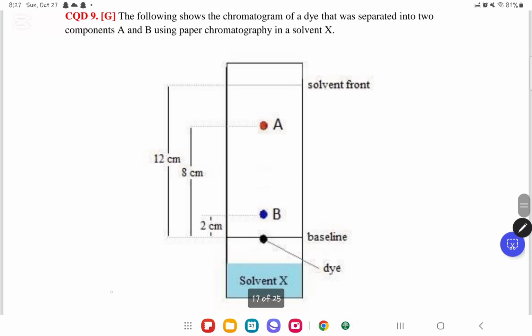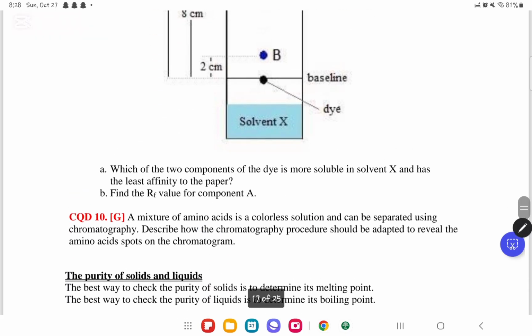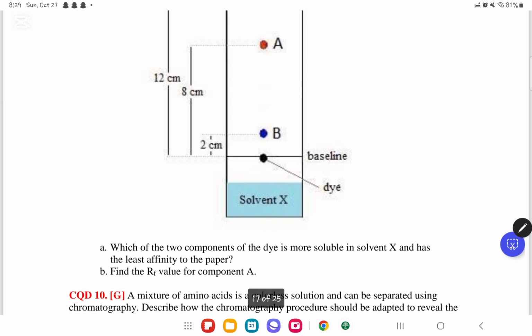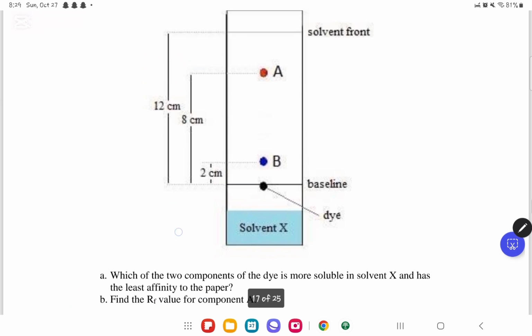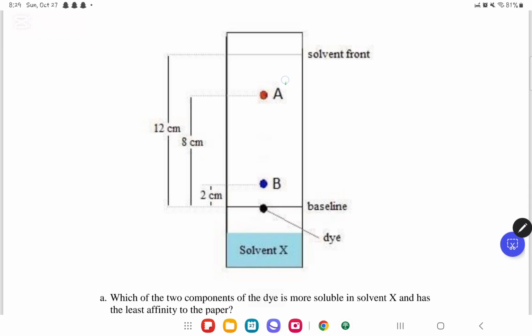So now CQD number 9 grid. They're telling us the following shows a chromatogram of a dye that was separated into 2 components, A and B, using paper chromatography in a solvent X. If we go down, in part A they're asking which of the 2 components of the dye is more soluble in solvent X and has the least affinity to the paper. We know always the more soluble something is, the farther the distance it will travel. So which traveled the farthest distance is A. So component A is definitely the dye that is more soluble in solvent X.